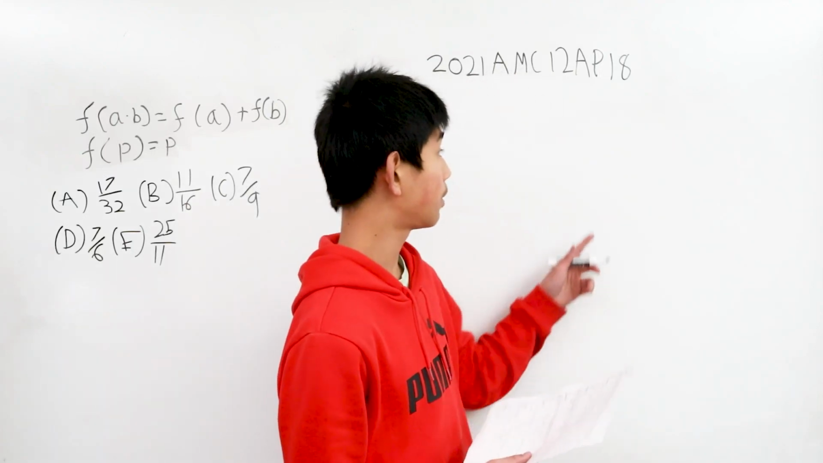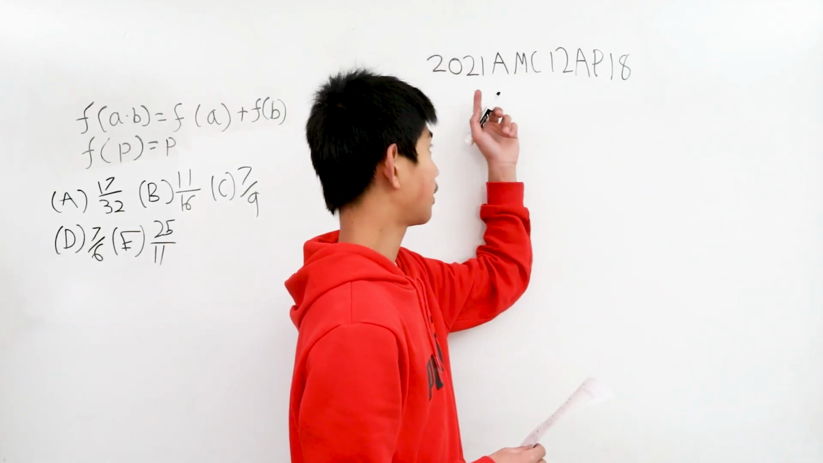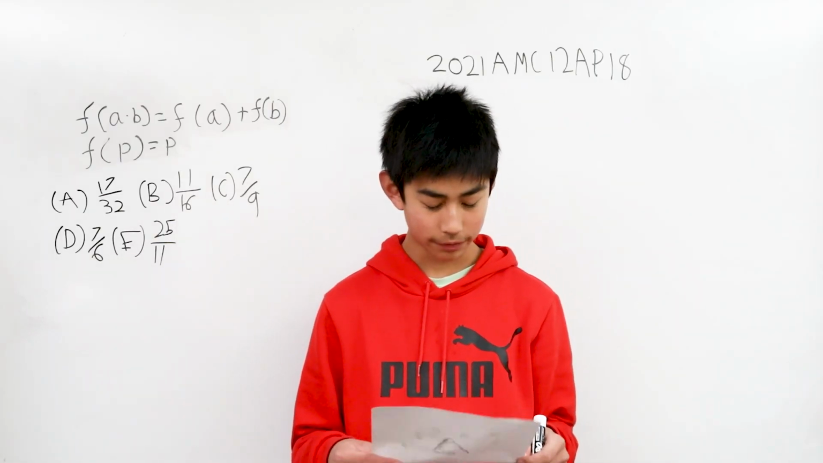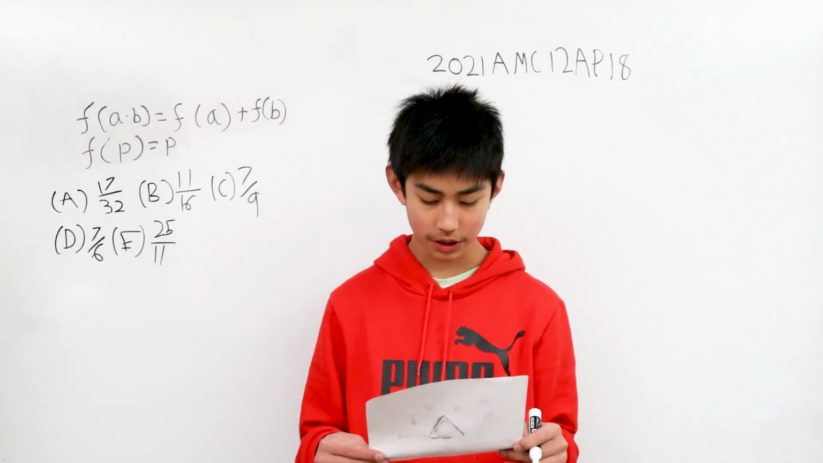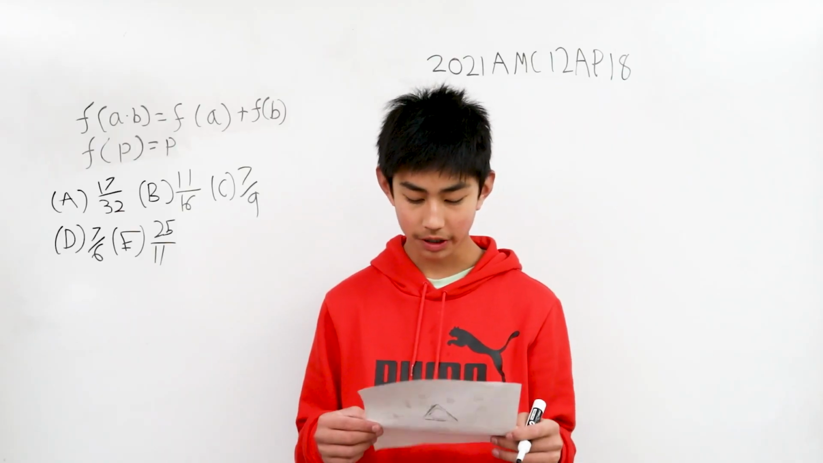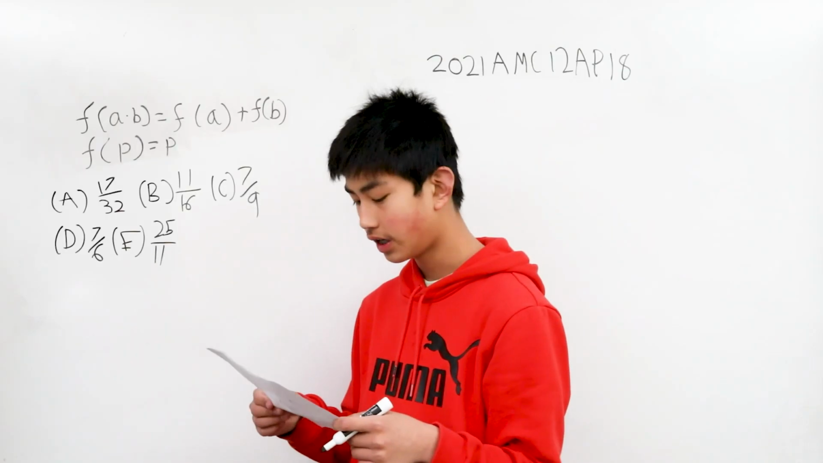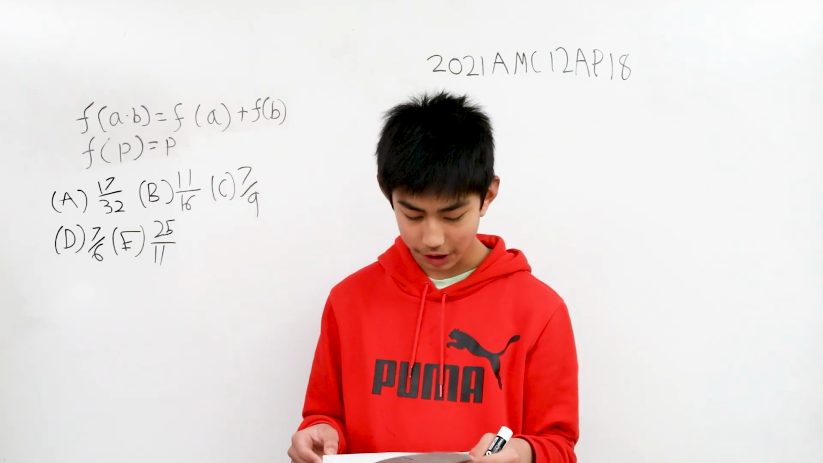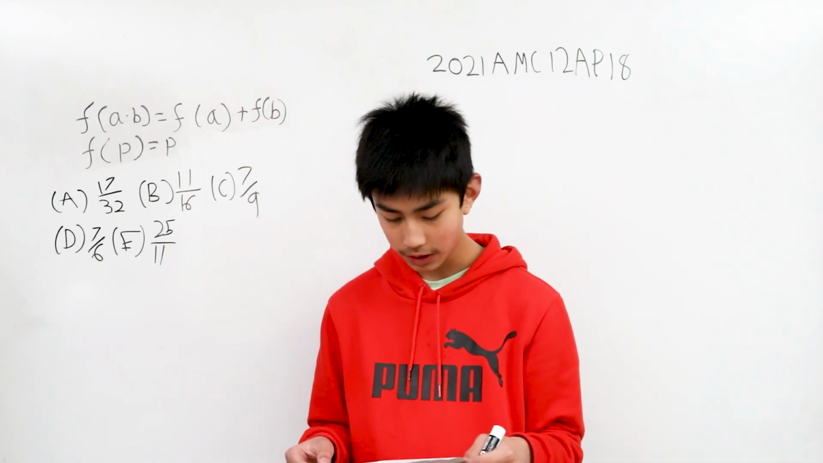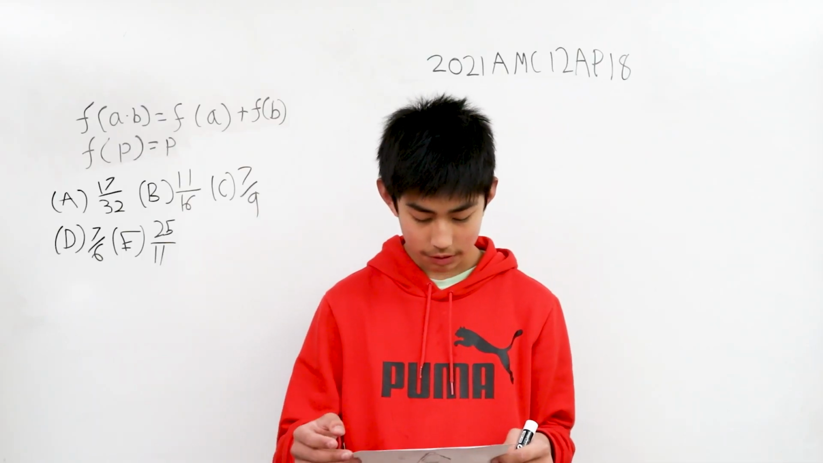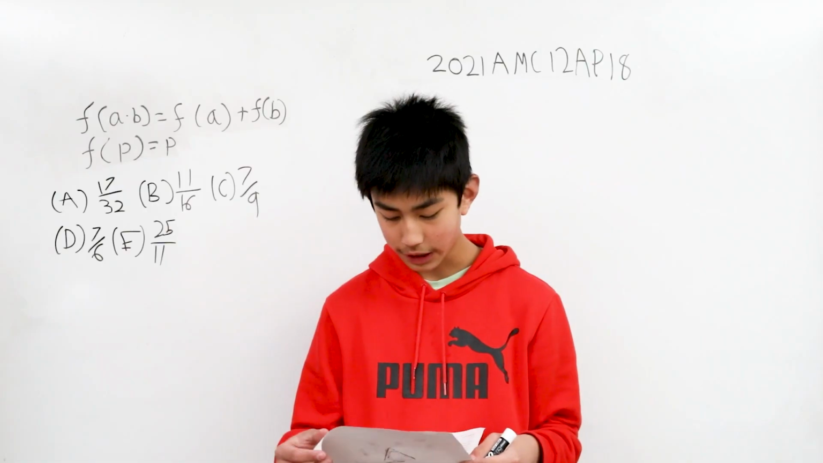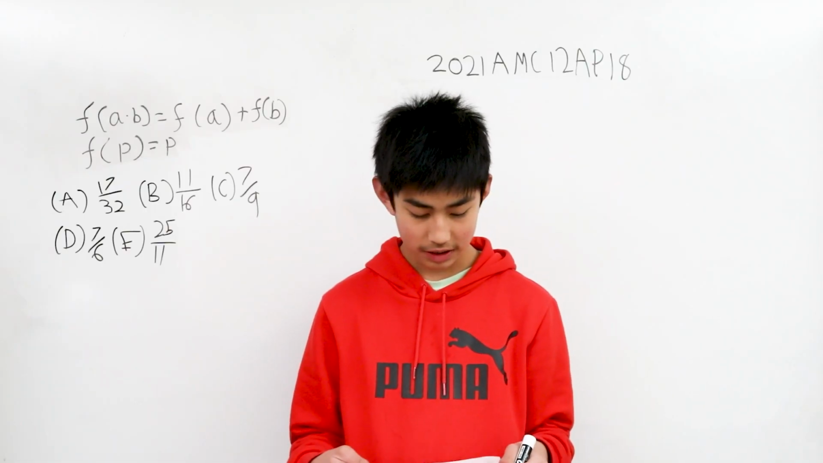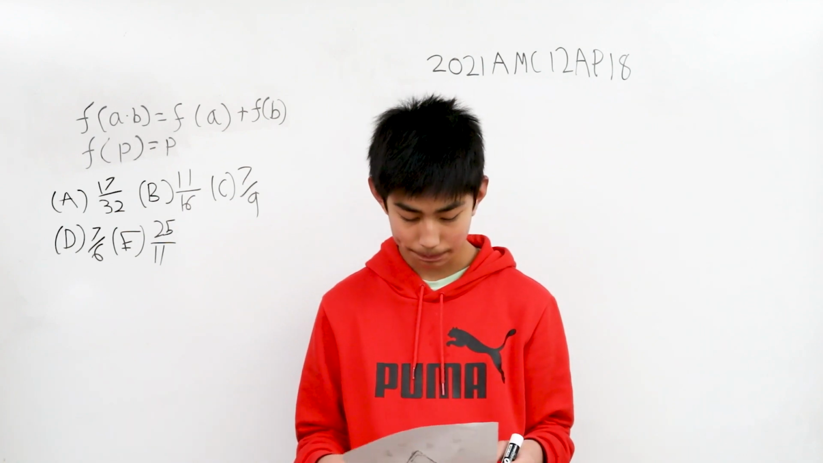We're solving problem 18 from the 2021 AMC 12A. Let f be a function defined on the set of positive rational numbers with the property that f of a times b is f of a plus f of b for all positive rational numbers a and b. Suppose that f also has the property that f of p is p for every prime number p. For which of the following numbers x is f of x less than 0?